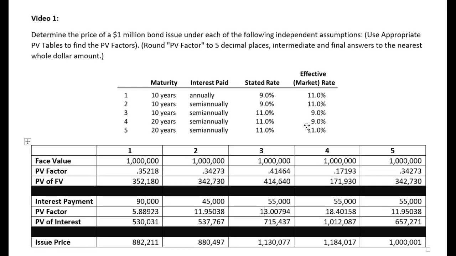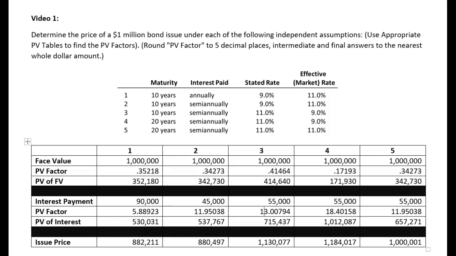All right, so hopefully you paused the video and attempted to work those three on your own. But here's the outcome of that. When you actually place that in, here are the PV factors and everything that you should have in the price. Now I do want to point out, notice this last one. Bond 5, the stated and the effective are the same. If that's the case, we issue the bond at $1 million. Now notice we're $1 off. That's simply because we've rounded the two PV factors.